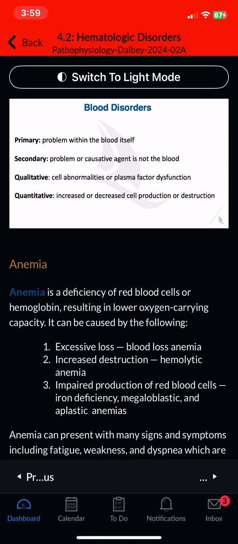We can break it down basically into 4 types. The first way we can categorize them is based on whether they originate from within the blood itself. In primary disorders, the issue arises from within the blood itself, whereas in a secondary disorder, the issue is a consequence of another disease, process, or treatment. For example, polycythemia is when there is an increase in red blood cells, and that can thicken the blood and put stress on the heart.